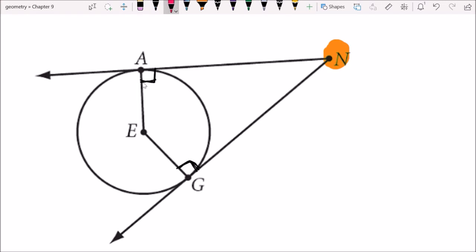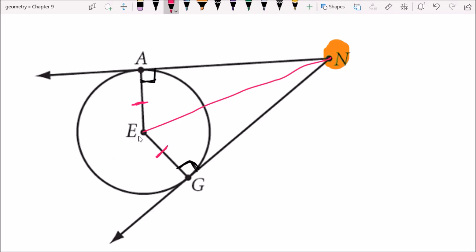What else do I know? I know that AE is a radius, and EG is also a radius. And there can only be one radius for any circle, and that means one length, so those two segments are congruent. To understand what happens next, I'm going to draw a line, a segment, connecting E and N.